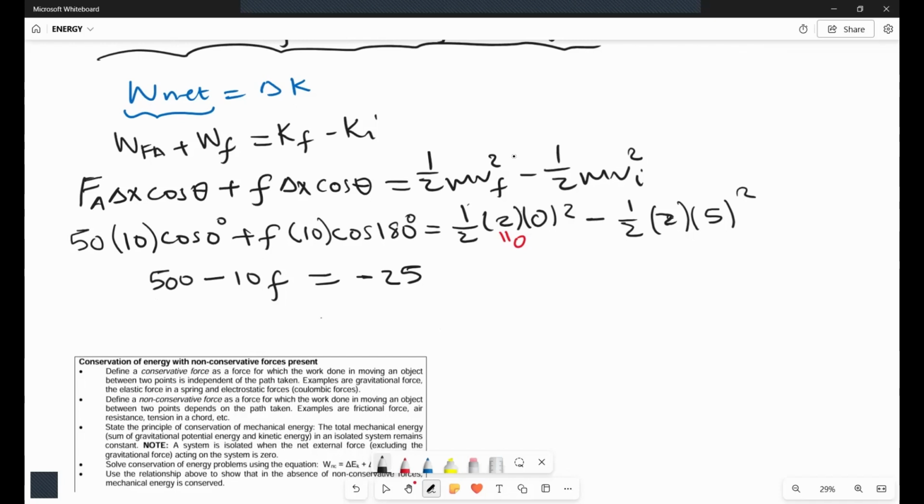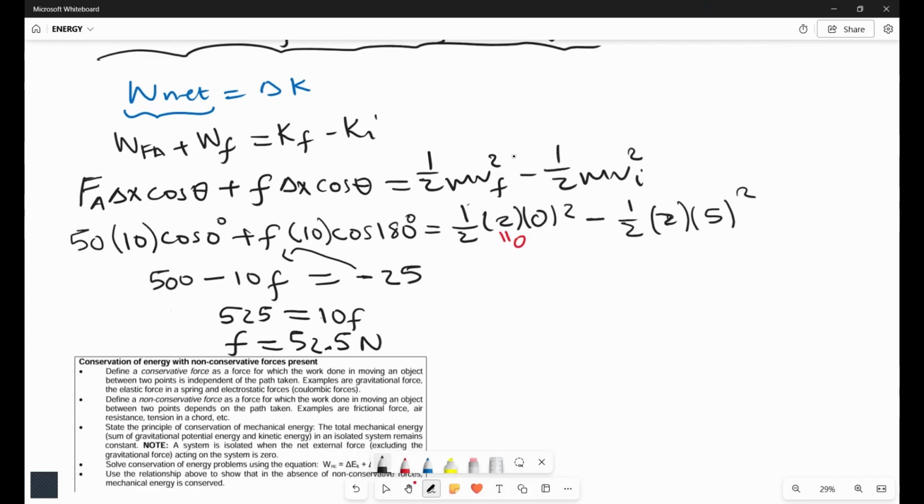Let me take the 10F to the other side. Then I have 500. Then I take this -25 to the other side, which gives me 525. Therefore, my frictional force, when I divide both sides by 10, is how much? If my math is still good, 52.5 newtons.